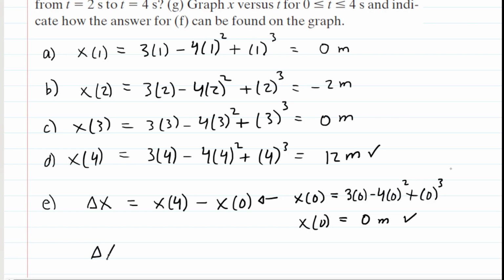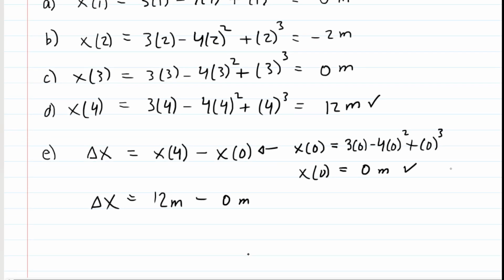So let's go ahead and plug in. X of 4 was 12 meters. X of 0, we just figured out, was 0 meters. We make that subtraction. We can see that the change in position, aka the displacement, is 12 meters. So that's the correct answer to part E.